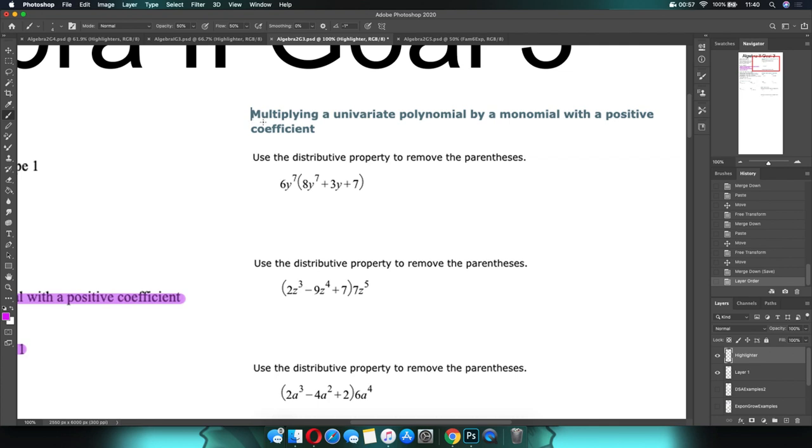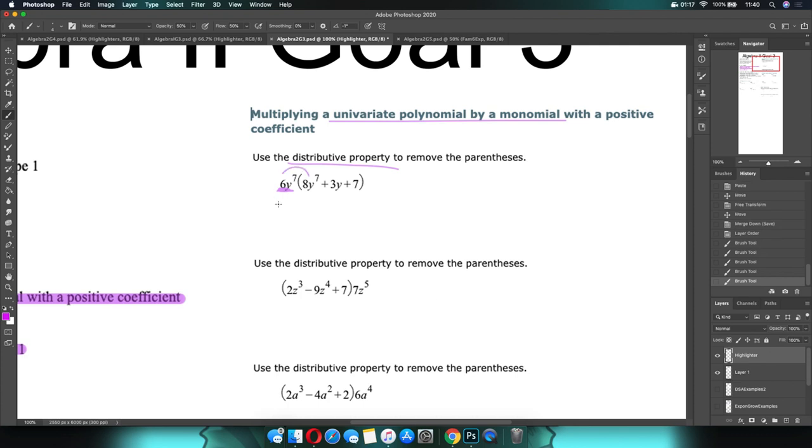This is multiplying univariate. Univariate means that there's only one variable, by a monomial. Monomial means that there's only one term. So you see here how there's only one term here, the 6y to the 7th, with a positive coefficient. So they're trying really hard to get you comfortable with, ultimately, the distributive property. And the distributive property we already know.